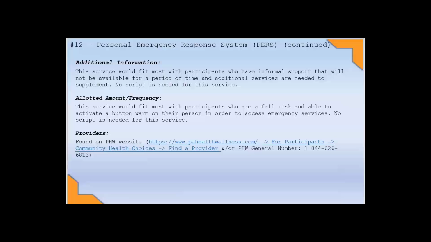This one, I think, really makes sense to me. I believe the other ones do as well, who this fits most for. So this fits for somebody who's able to use that button. We wouldn't give this button to someone who doesn't know to press it when they fall. So it also fits with participants who have support that will not be available for a period of time, but we don't necessarily need a PAS attendant in there. This is just for a safety concern.